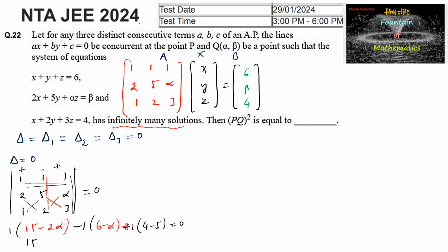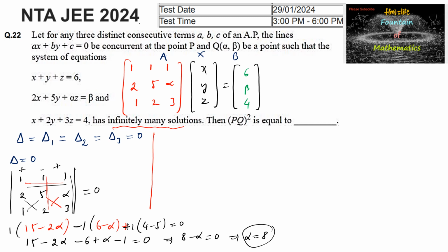And simplifying, 15 minus 2 alpha minus 6 plus alpha plus 4 minus 5 is negative 1. So which can be written as 15 minus 6 is 9, 9 minus 1 is 8, and minus 2 plus alpha is equal to 0. So we can say that alpha value is 8.